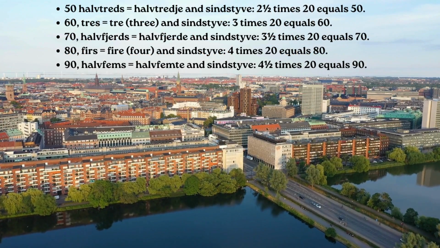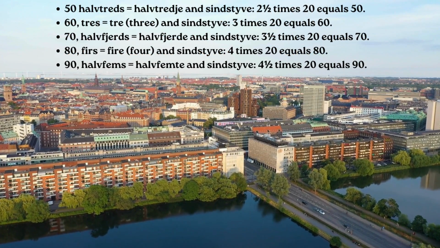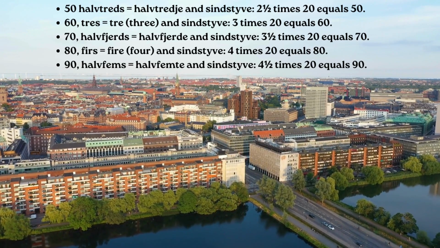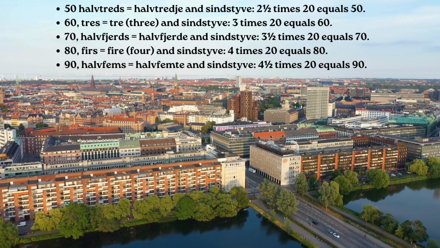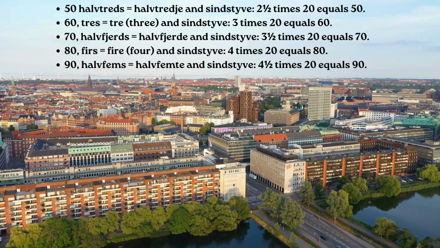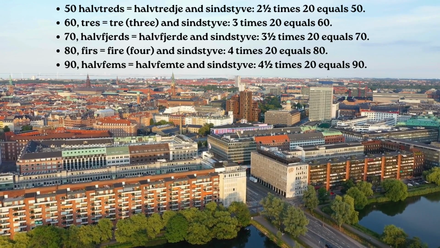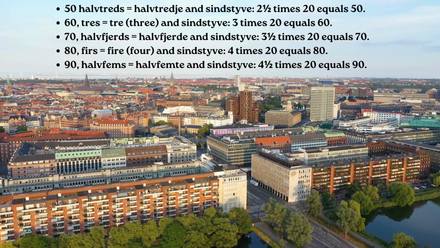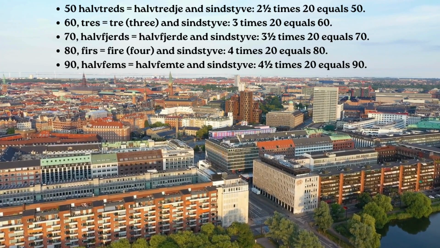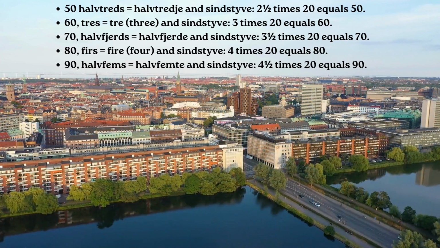50, halvtreds. It's constructed of halvtredje, meaning 2.5, and sindstyve, meaning times 20, so 2.5 times 20 equals 50. And from there, it's kind of similar, like 60, tres is 3, and sinds, 3 times 20 equals 60. 70, halvfjerds, constructed of halvfjerde, and sinds, 3.5 times 20 equals 70.